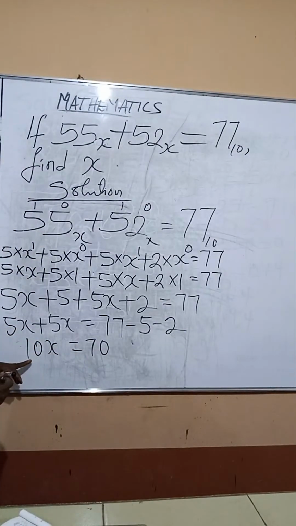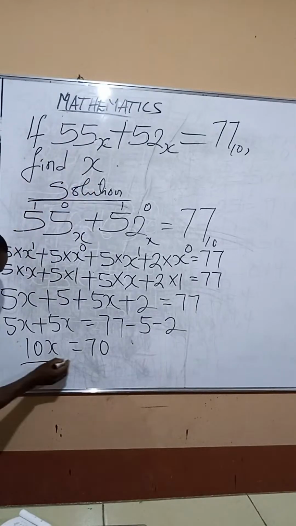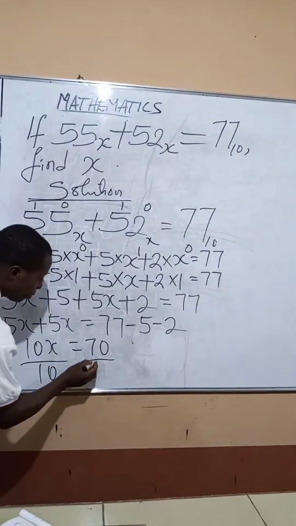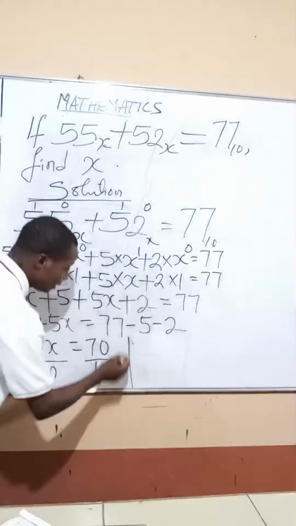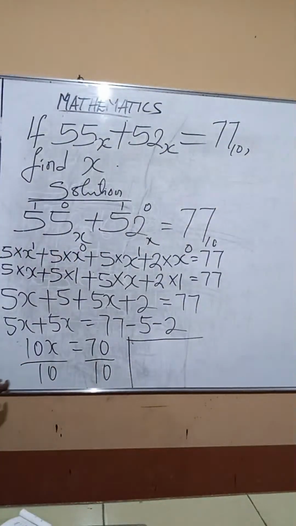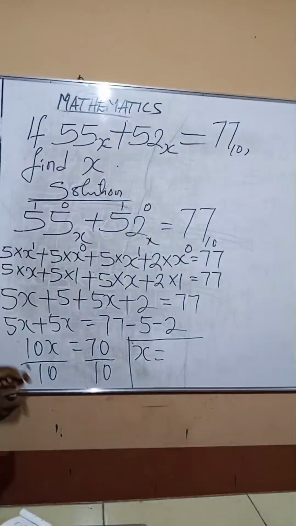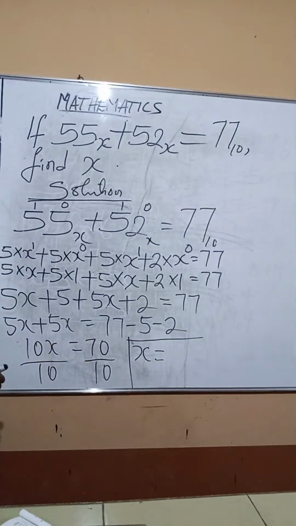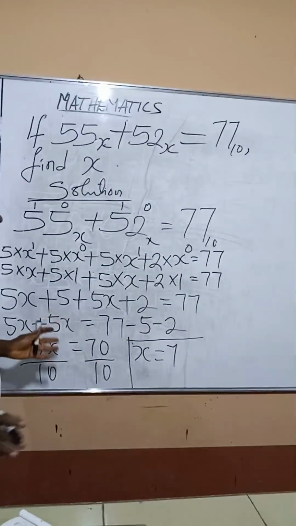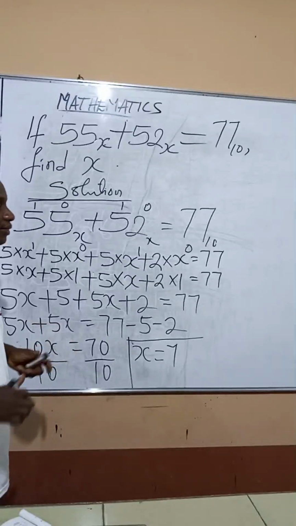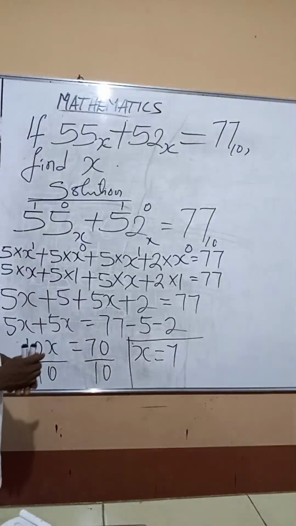Now that we have gotten this, we are looking for the value of x. Find x. That gives division. We divide by 10 on each of the sides. If we divide by 10 on each of these sides, it means that this will go, leaving us with x to be equals to 70 divided by 10 is 7. So this is quite straightforward, easy peasy, very simple, right? Like a piece of cake. So that is how to solve this kind of questions.